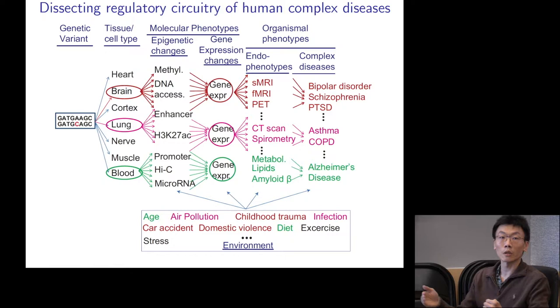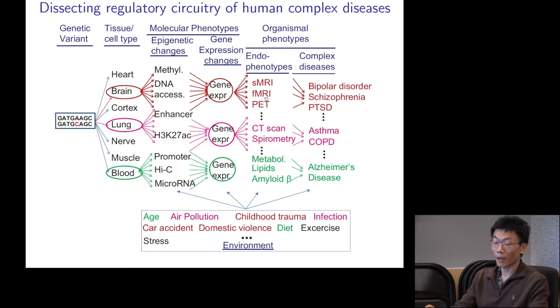And now we also want to predict what the target genes are, right? Suppose you want to develop some therapeutic drug, so what type of protein, what type of gene you want to target, right? Going from the regulatory elements to the disrupted genes. And then we want to figure out what the connection is between the gene and the endophenotypes.